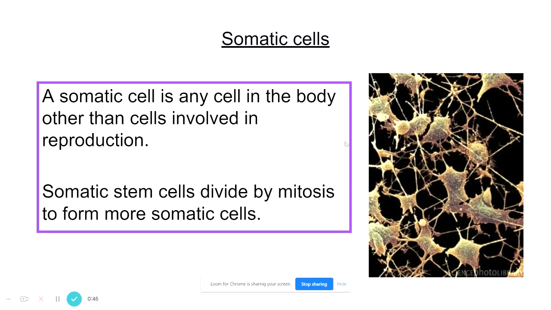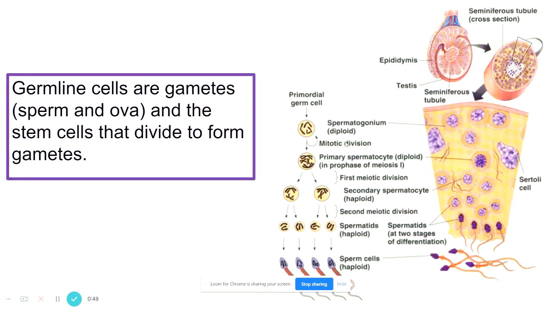Okay? In contrast, germline cells are anything to do with gametes and gamete production. So they include two main types of cells. The gametes themselves, so in humans, the sperm and any ova, but also the stem cells that will divide to produce gametes. So the stem cells are going to be diploid. They have got 23 pairs of chromosomes. The gametes that they form will be haploid, and they will have 23 single chromosomes.